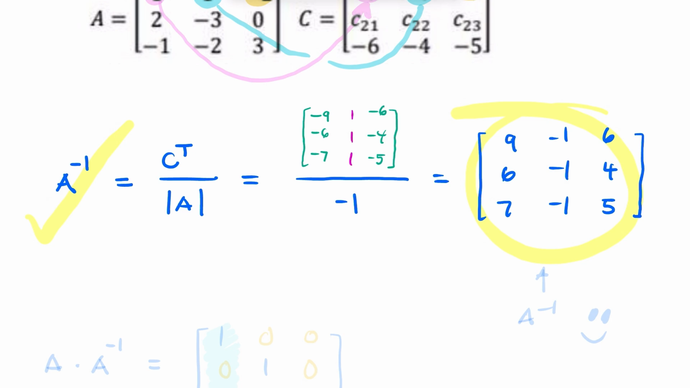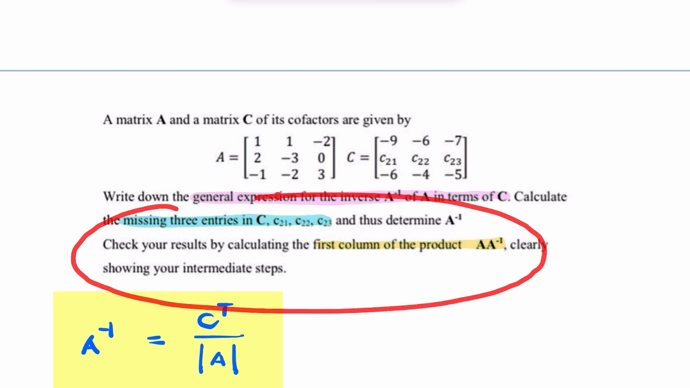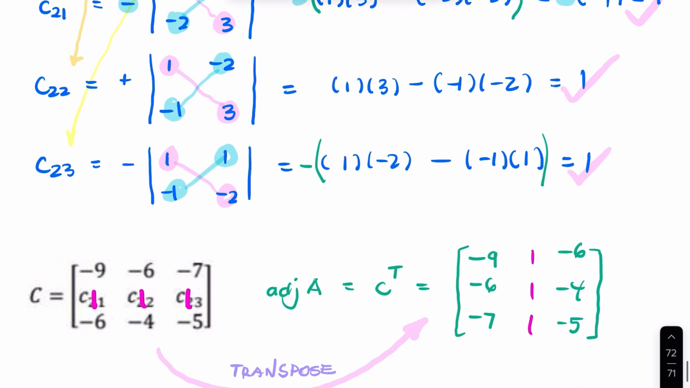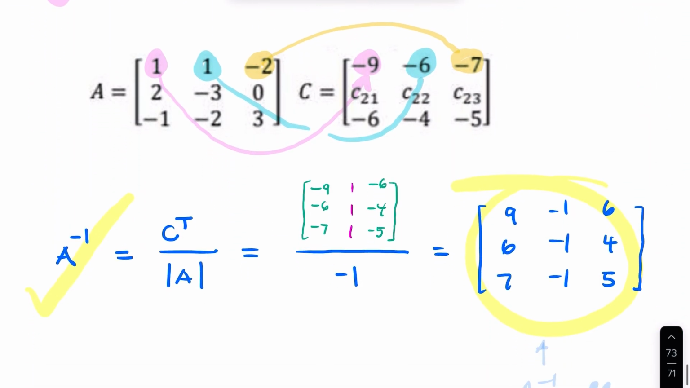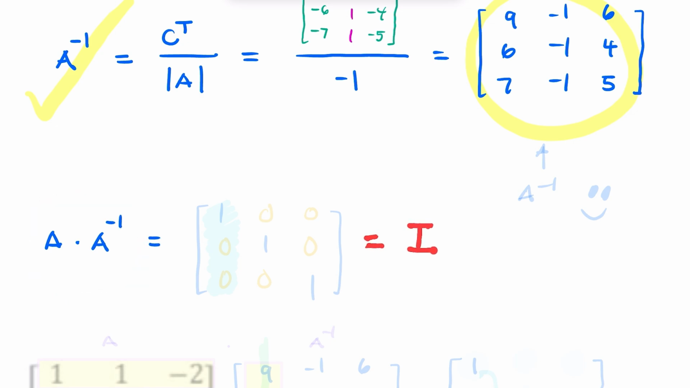But the question goes on to say, check your results by calculating the first column of the product. Now, what does that mean? What do we expect the product to be? So when you multiply any matrix by its inverse, you're expecting to get the answer 1. So the 1 in matrix language is simply the identity matrix, I.